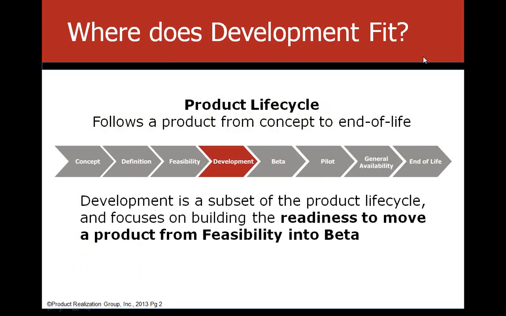And where does product development fit into the product lifecycle? If you can see on the chart here, development is in between feasibility and beta, and it really focuses on building the readiness to move a product from feasibility into beta. It's where all the real blood and guts development work happens to make the product turn into reality.